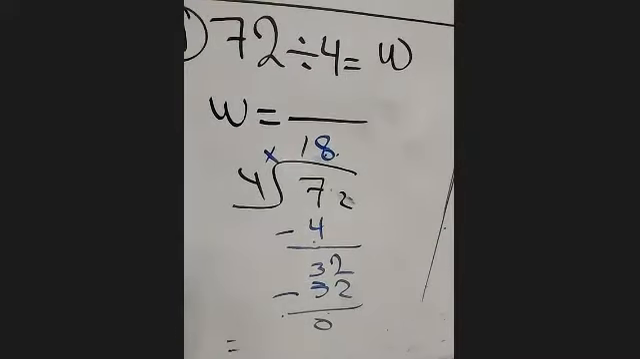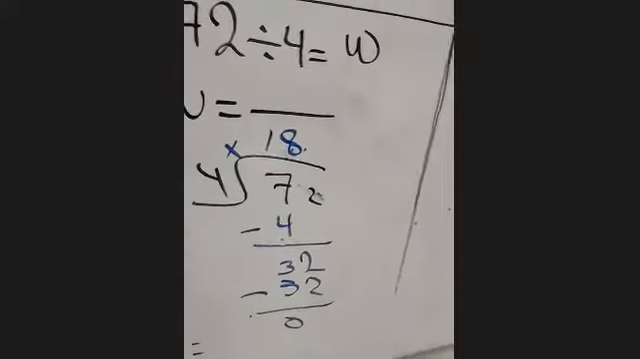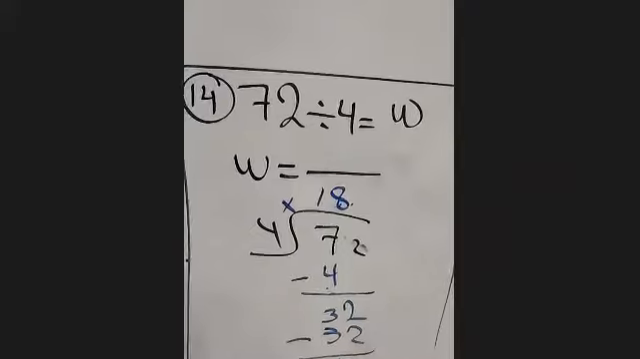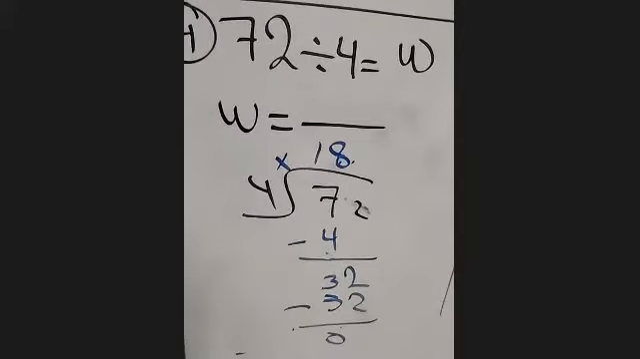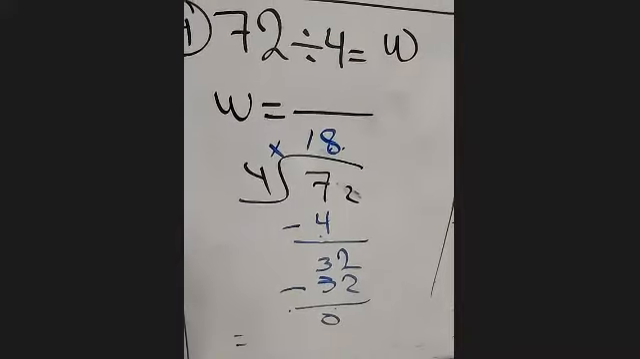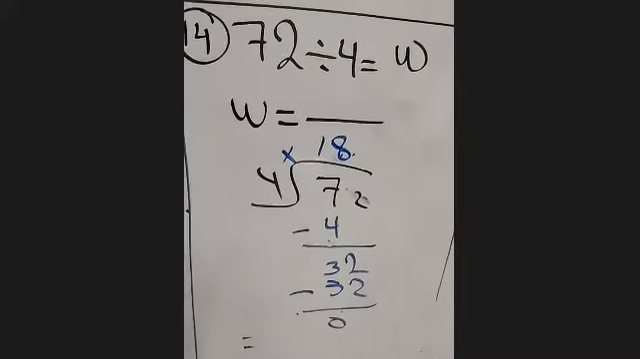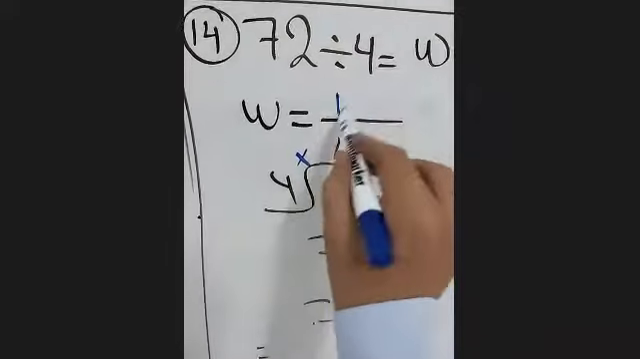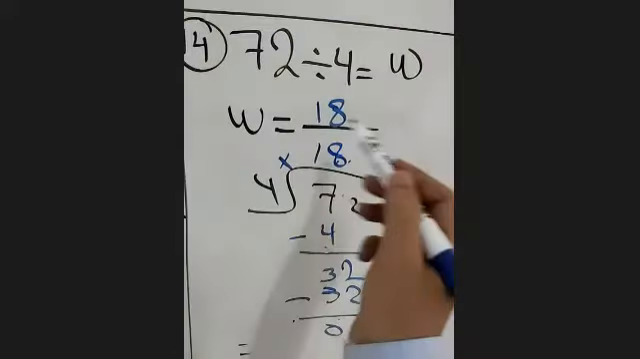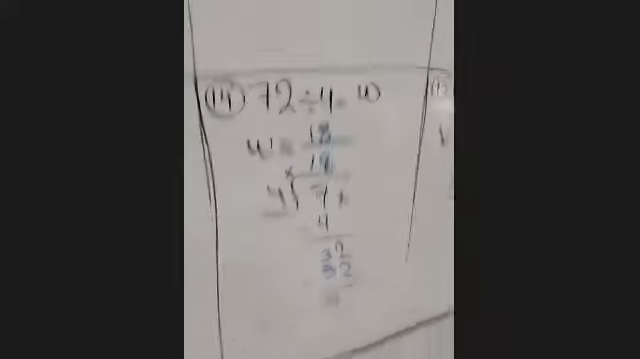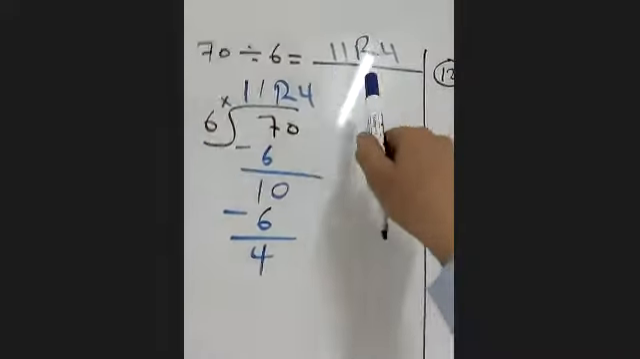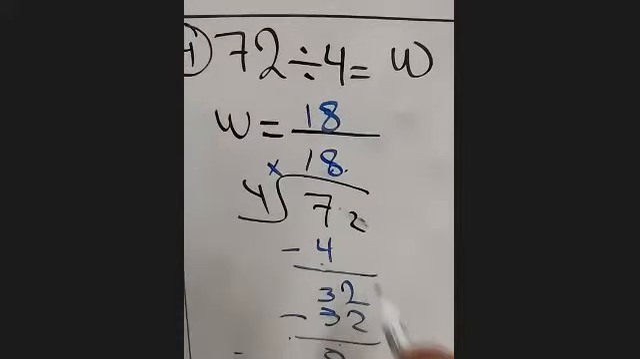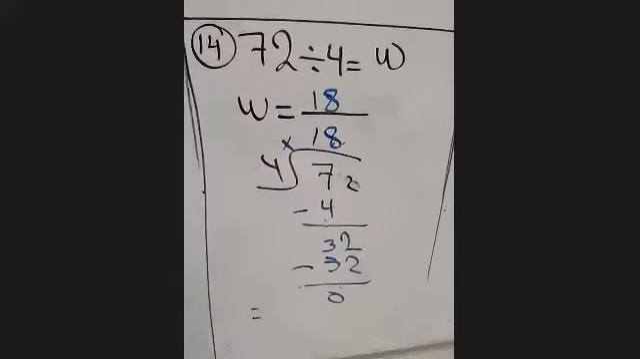Remainder. Not reminder, guys. Reminder is to remember something. Remainder. Now, W equals 18 only, guys. The remainder is 0, no need to write. But here, for example, the remainder is 4. I wrote it. You need to write it. But if the remainder is 0, no need to write. So the answer is 18 only.